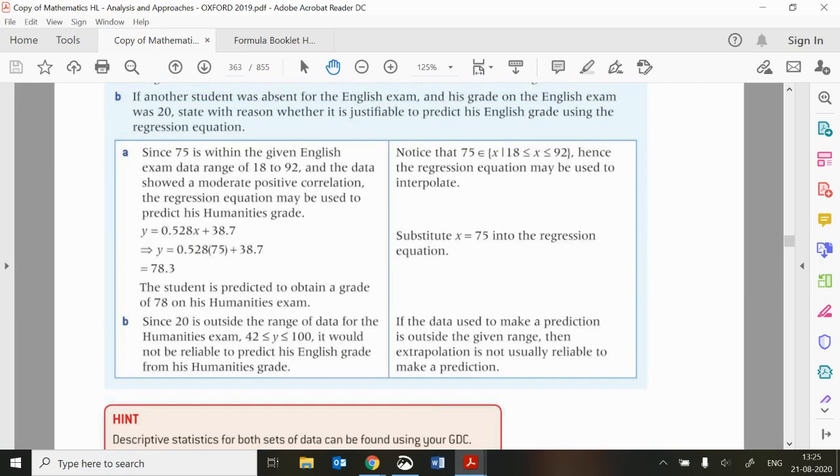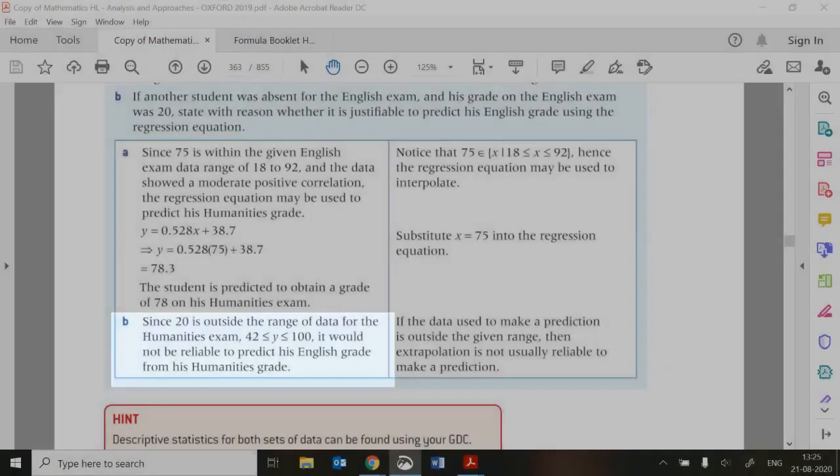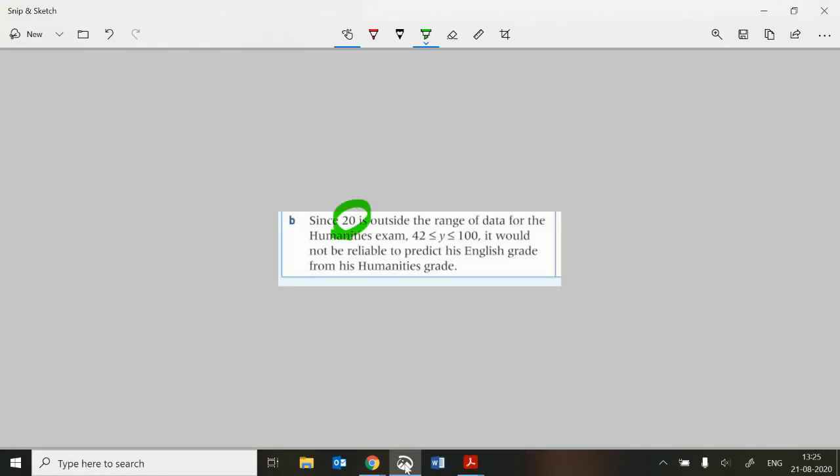But for part B, it says, since 20 is outside of the data range, it would not be reliable to predict the English grade from his humanities grade. They're coming up with a totally different point. I think there are two other answers here which are valid. Firstly, they're saying 20 is outside of the range of data for the humanities examples, so maybe we couldn't use it. This is really only good for interpolation. But I think that's one answer, and I think there are two more answers.